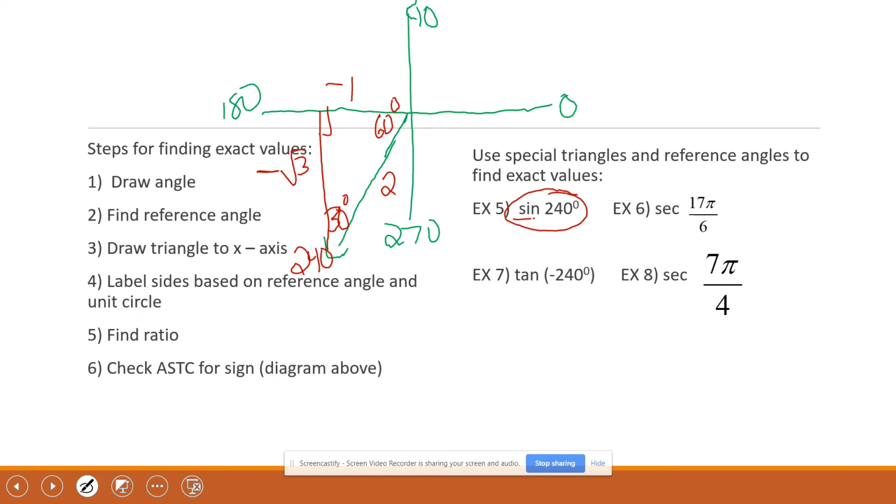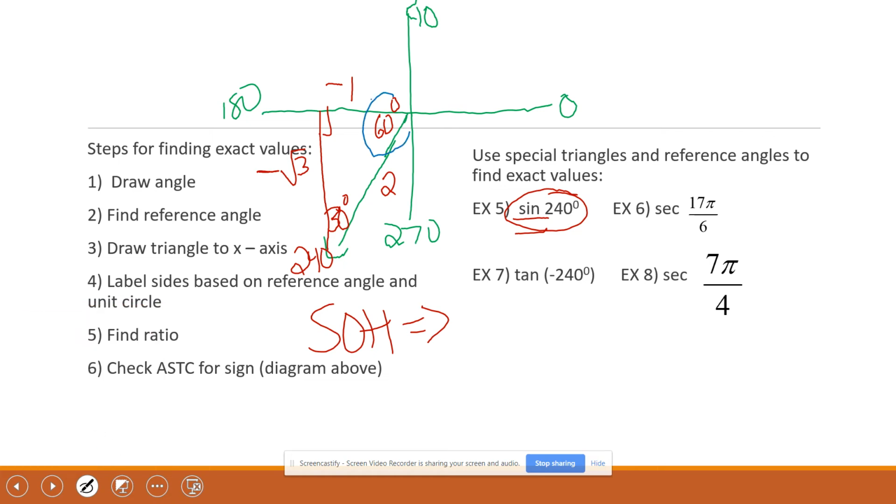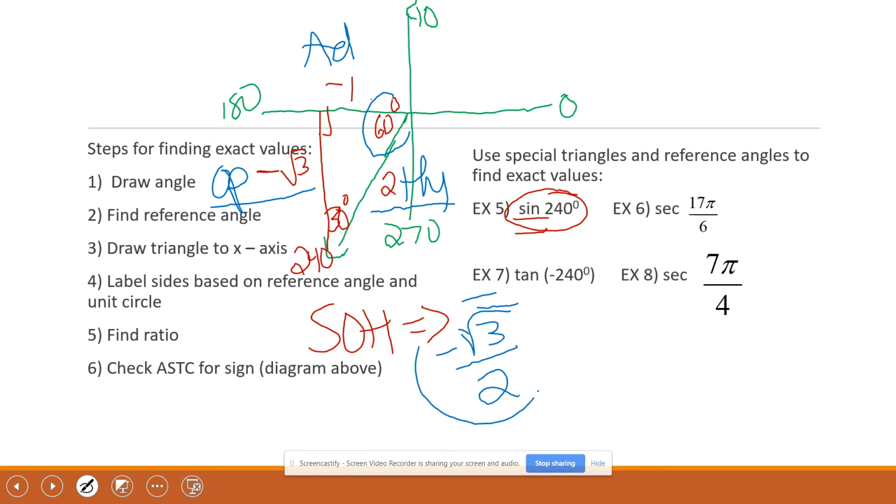Now I can take a look at the fact that it's asking me for sine. Sine is opposite over hypotenuse. I'm going to go ahead and label from our reference angle. This is opposite, adjacent, hypotenuse, OH, opposite hypotenuse. We have negative square root of 3 over 2. And so that is my sine of 240 degrees in exact value. I'm not typing this in the calculator.